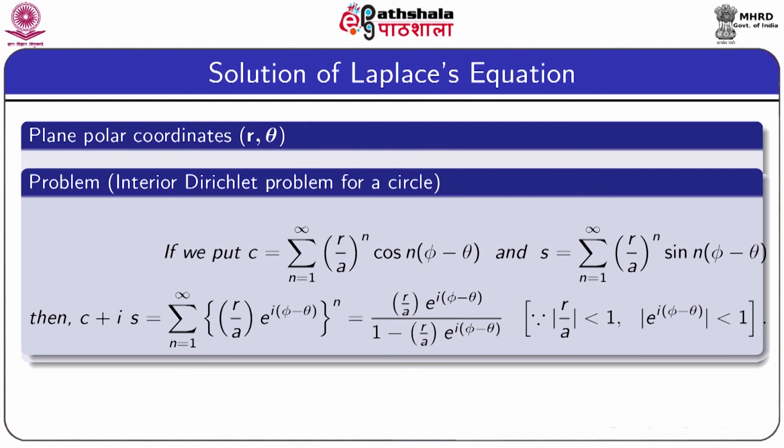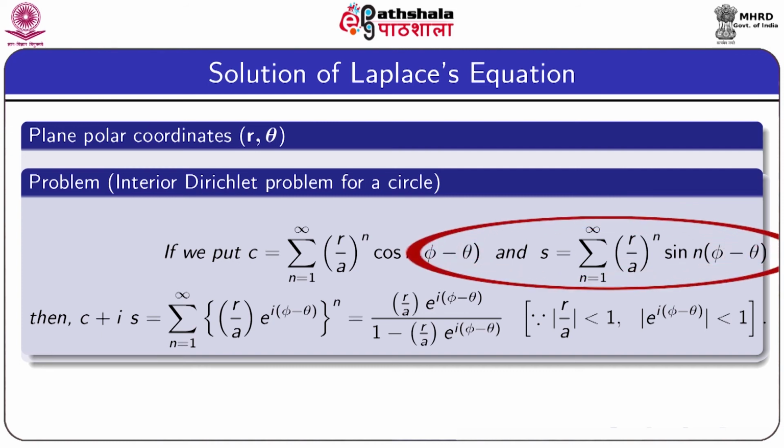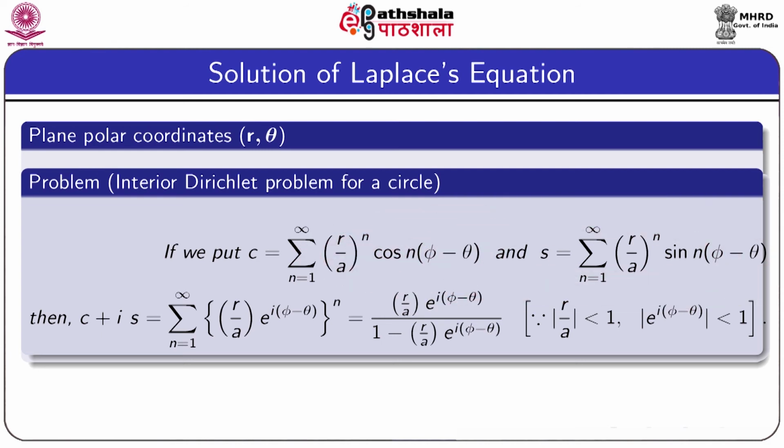Now, it is to be noted that there is an infinite series in the summation and we want to find the value of this sum. To find the value of this sum, we assume C as the sum of (r by a) to the power n cos n(phi minus theta), and S is assumed as the sum of (r by a) to the power n into sin n(phi minus theta).